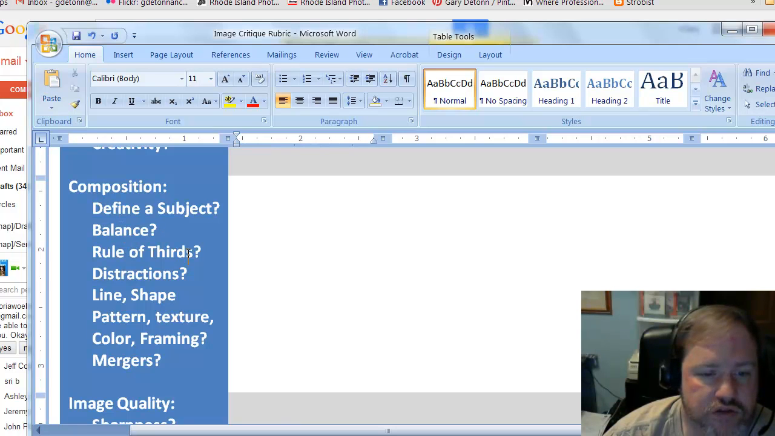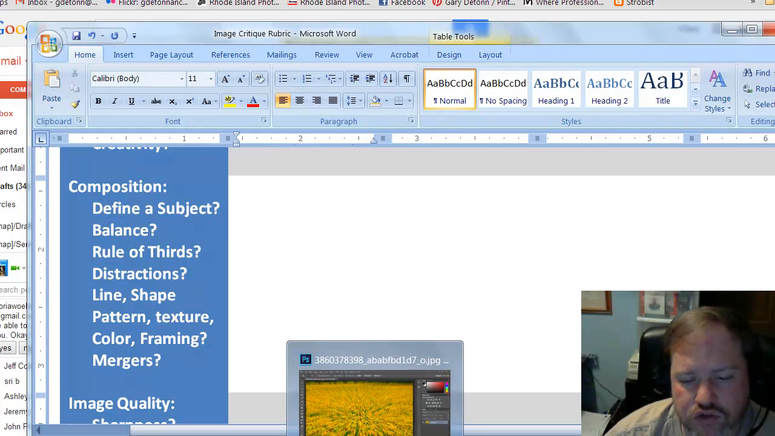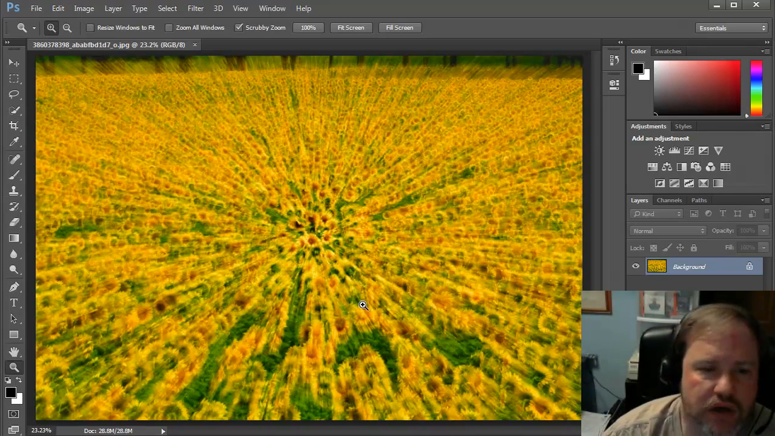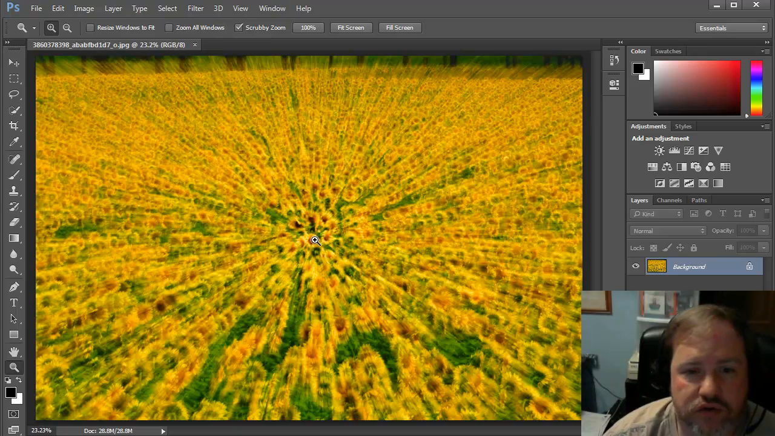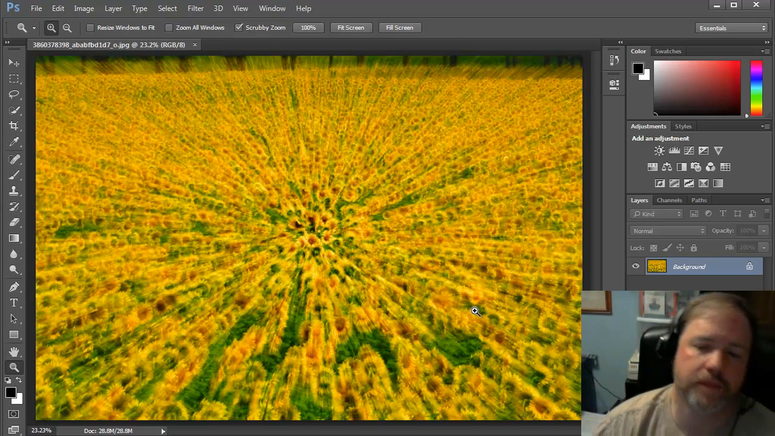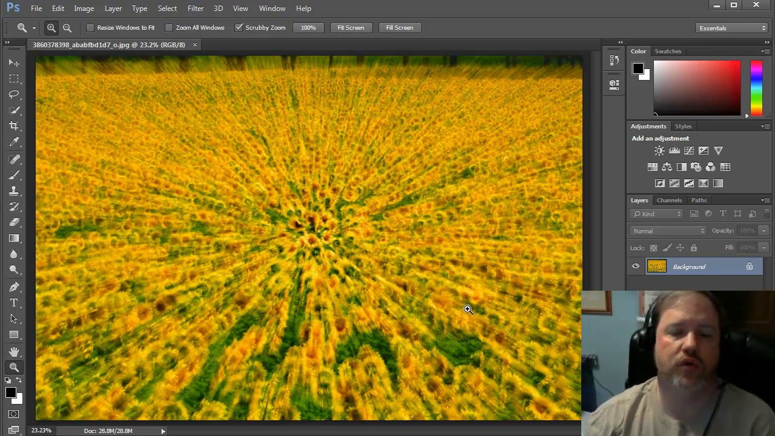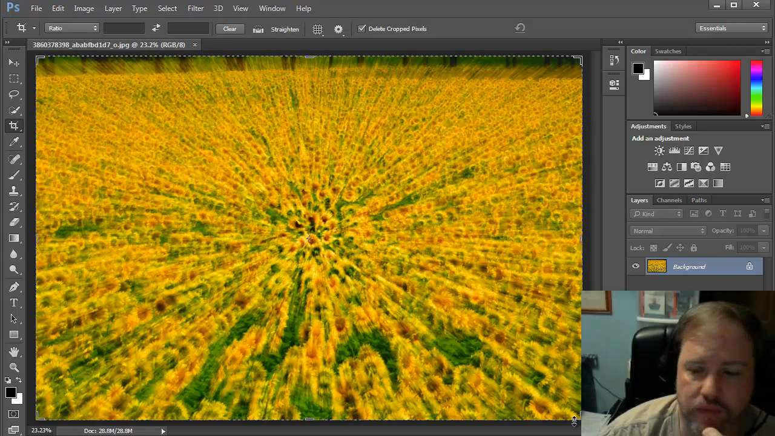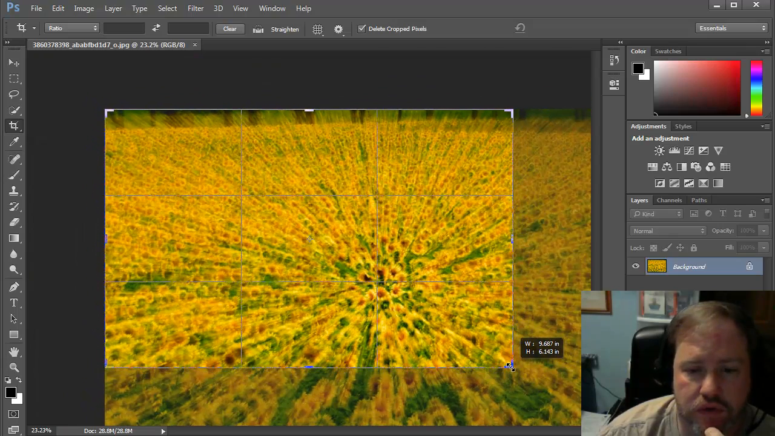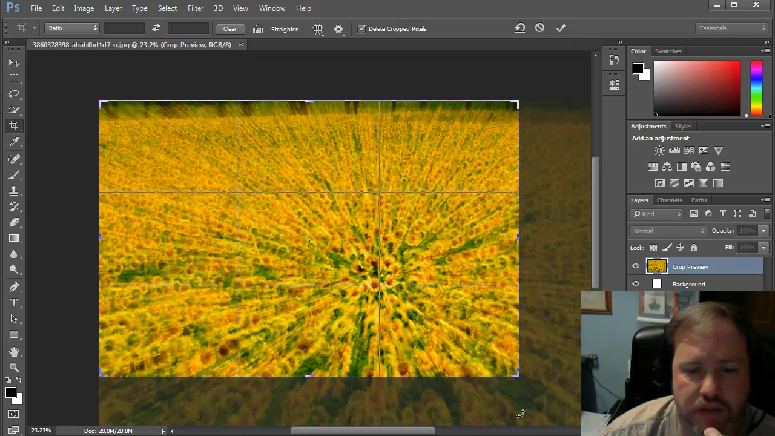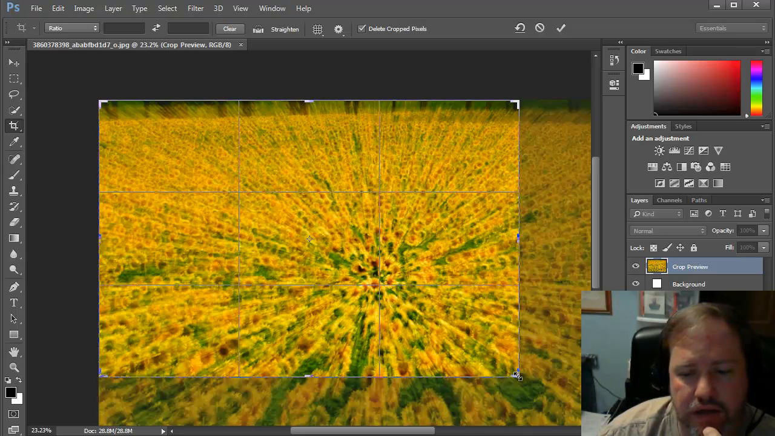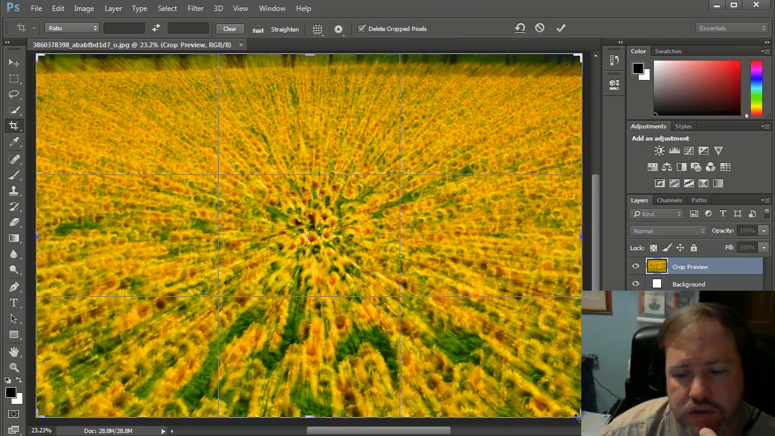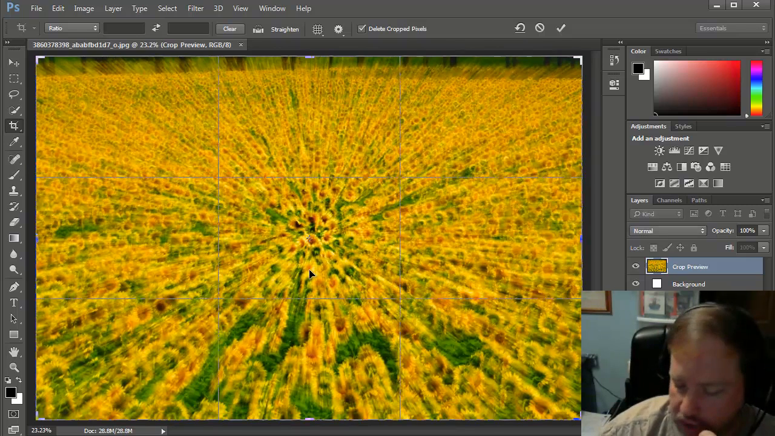Does it have balance or the rule of thirds? I think those two go together pretty well. It doesn't really meet the rule of thirds. It's kind of the opposite of that. The flower is directly in the middle. And I think it could work with the rule of thirds if this were cropped, sort of maybe something like that. But I do think that it also works this way without cropping it.